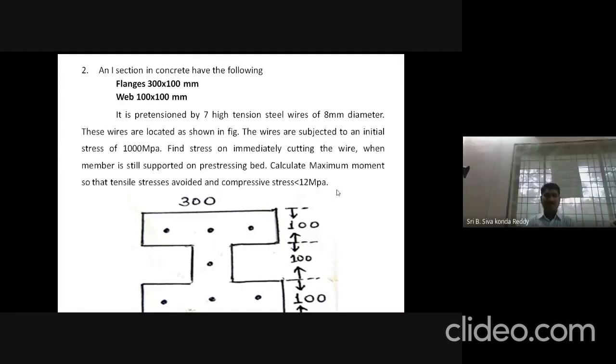Yeah, good. Now this is our data. One condition is that no tension is allowed at the bottom. No tension is allowed during the process of our pre-stressing or due to service load application, and compressive stress is less than 12 megapascal. Now this is our requirement. In such a case, what would be the load that can be applied on our section?